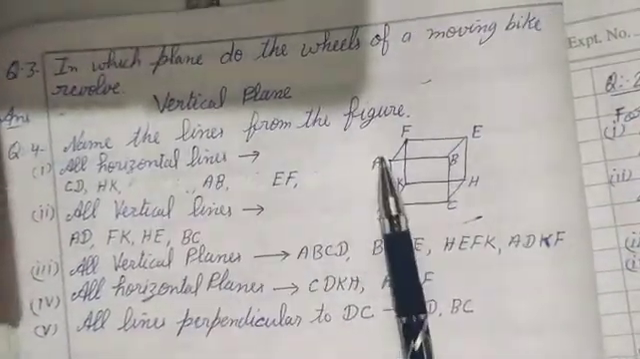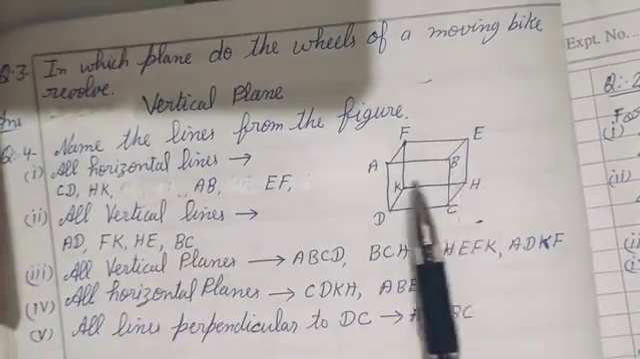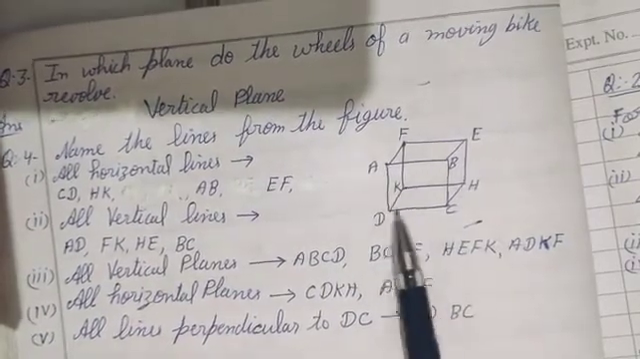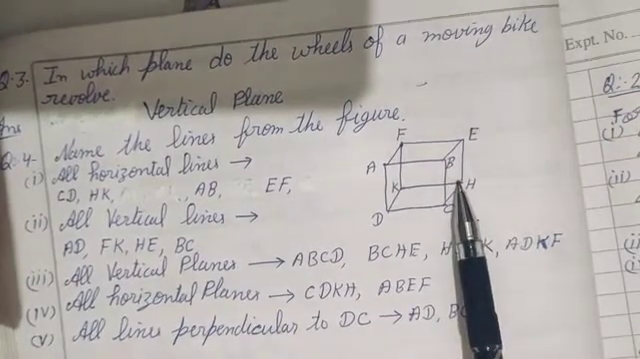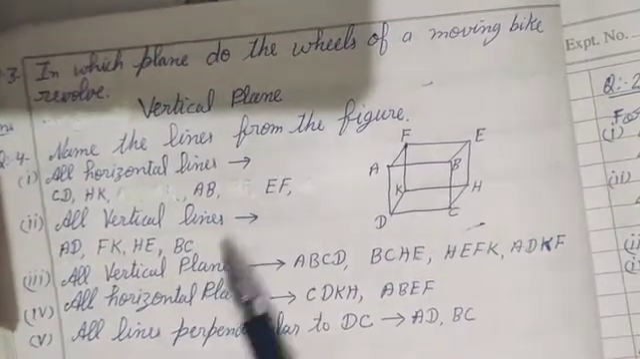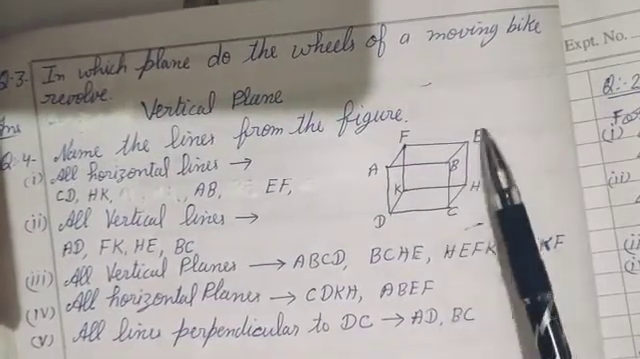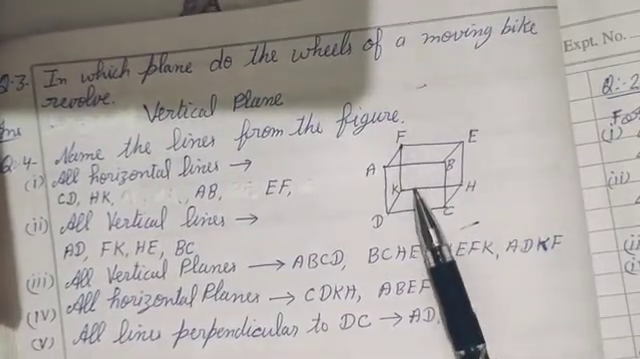Name the lines from the figure. All horizontal lines. So you can clearly see that all horizontal lines are AB, CD, FE, and KH. Vertical lines are AD, BC, EH and FK.